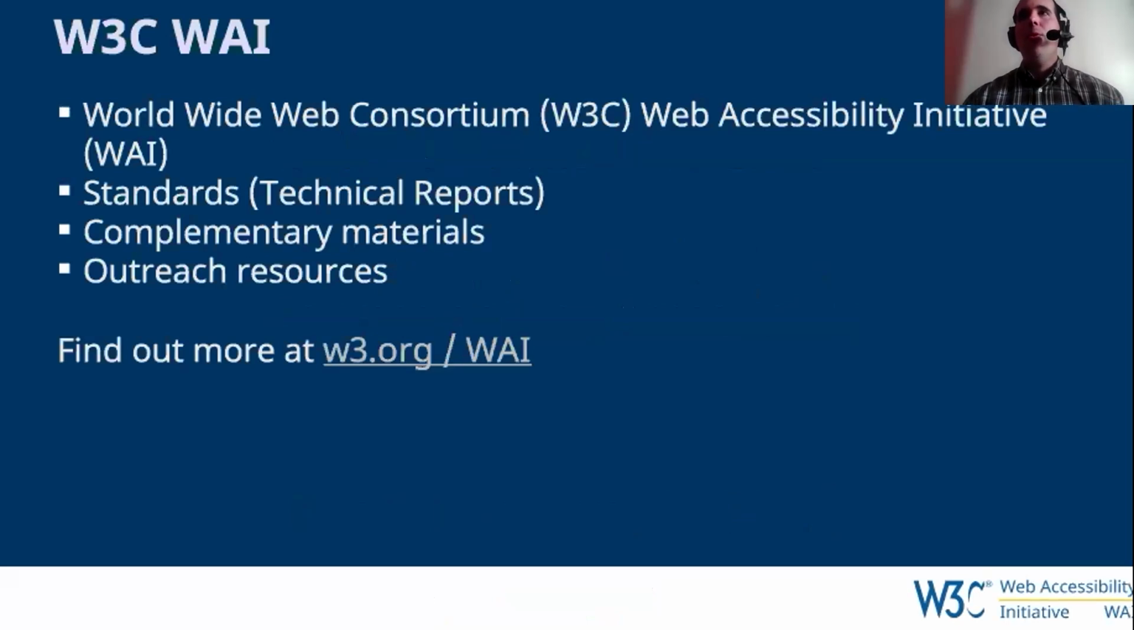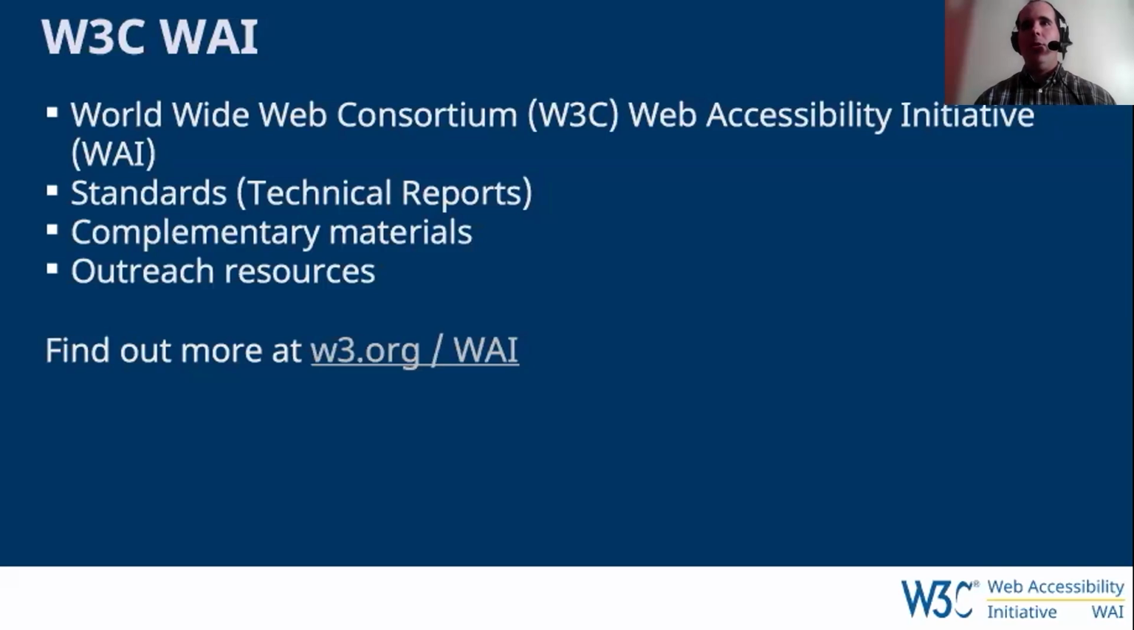W3C WAI stands for World Wide Web Consortium Web Accessibility Initiative. We mainly produce standards in the form of technical reports. You may be familiar with WCAG, the Web Content Accessibility Guidelines, but there are other standards that we do, including Accessible Rich Internet Applications and others. We also produce complementary materials for those standards, including the Understanding and Techniques documents for WCAG, and also the WCAG to ICT document, which explains how WCAG could apply to other technologies, mainly non-web documents and software. And we also provide outreach resources, which include the WAI curricula that we're going to present today.